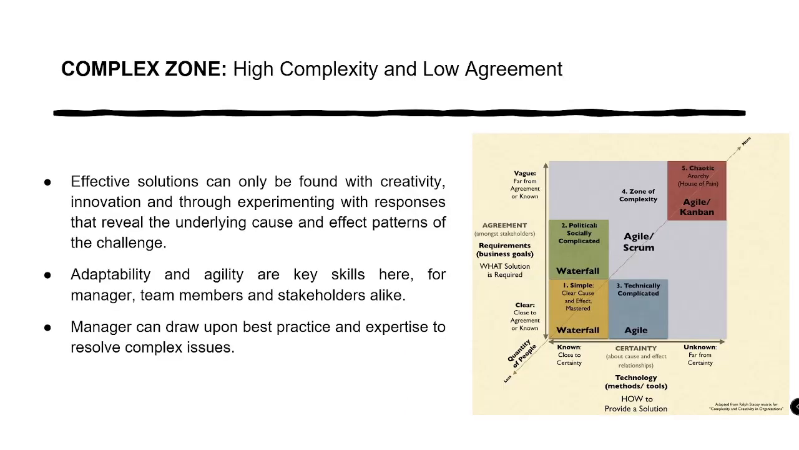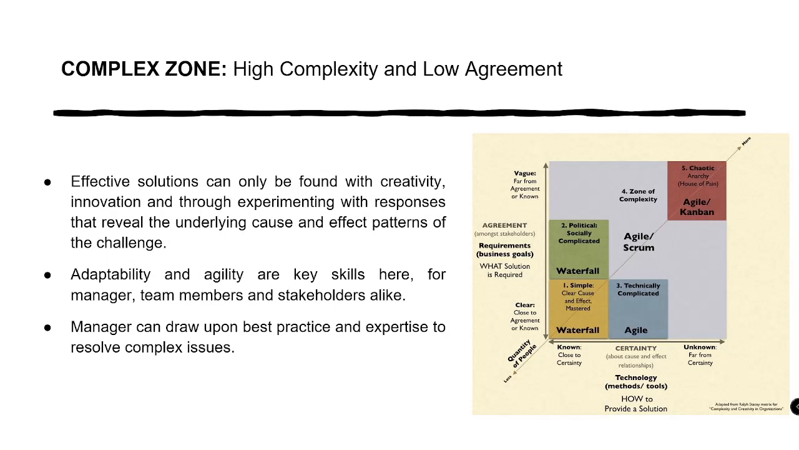Thank you, Semina. I'm going to talk about the last two zones of the Stacey Matrix, the complex and chaotic zone. If the complexity is high and the agreement is low, then it is called the complex zone. In the complex zone, there is more unpredictability than predictability.